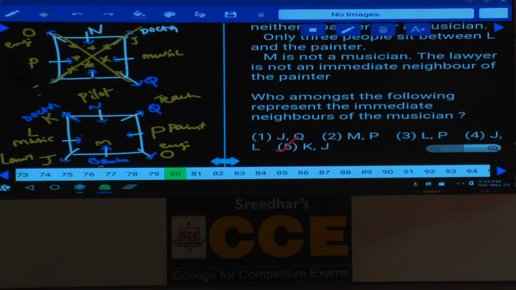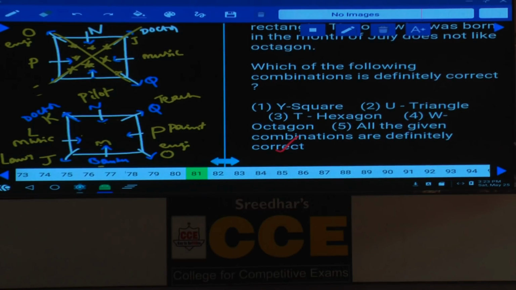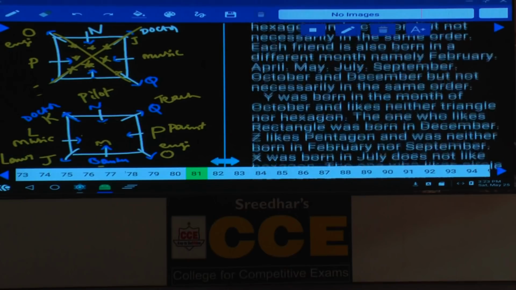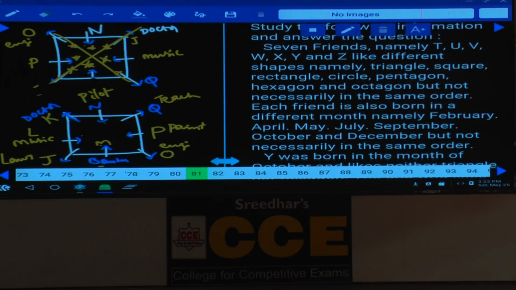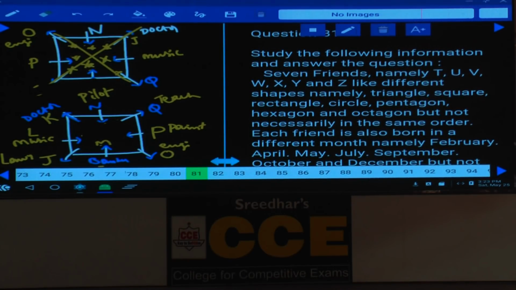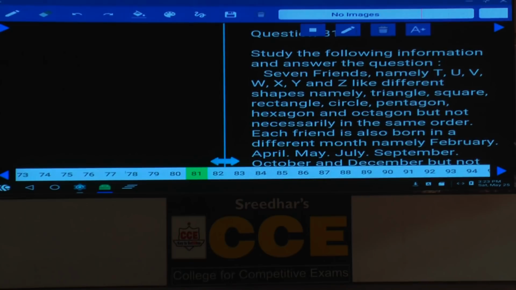Now this is about question number 76 to 80. Then 81 to 85. Now tell me what is the information here. 7 friends, T, U, V, W, X, Y, Z, like different shapes, namely triangle, square, rectangle, hexagon, and pentagon, but not necessarily in the same order. And each friend is also born in a different month. Now the months were given, isn't it? Whenever months or days are given, first we need to fix the months here. Tell me what are the months given here?